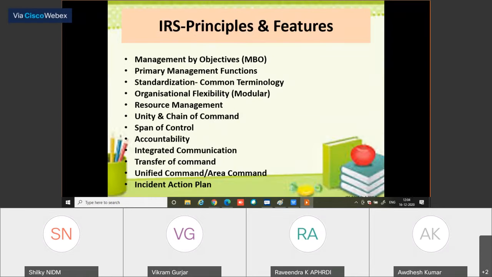I've said that each and every rank holder, or every individual or responder, has a certain set of responsibilities, roles, and tasks assigned to him. So whether he fails or succeeds in achieving the task, the principle of accountability is applicable. And we have integrated communication.